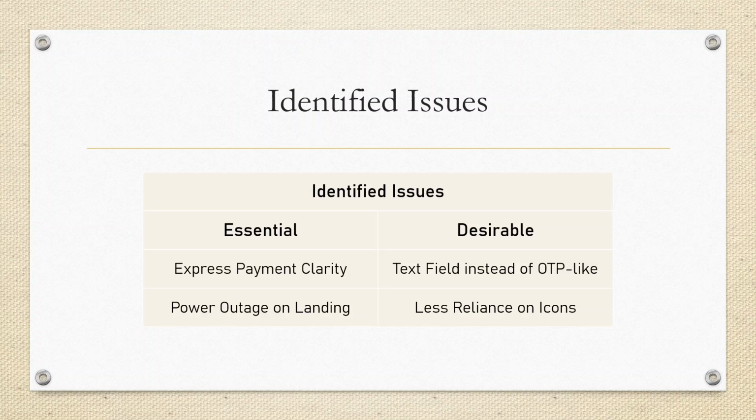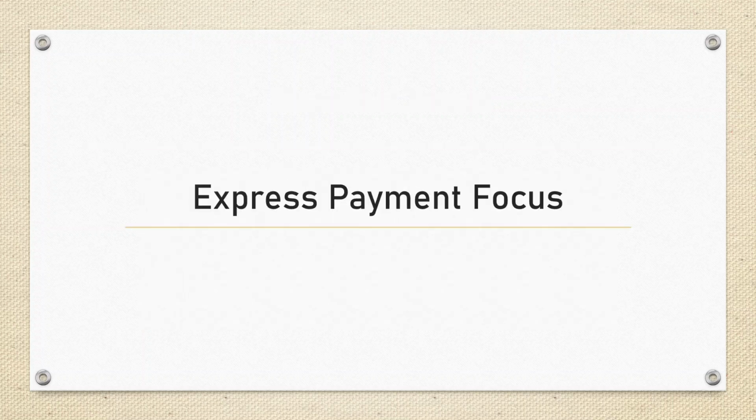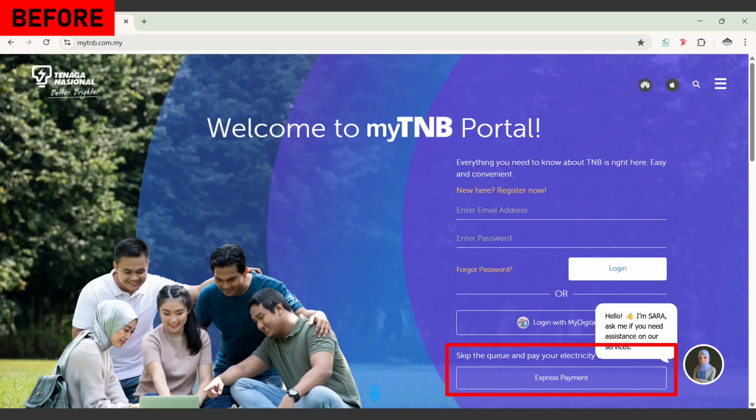For the desirable issues to change, the text field for the express payment should be changed to a normal HTML text field, restricted to numbers, instead of the weird OTP-like input, which I will show later. They should also rely less on icons and use more text for their different sections to click on, which will be shown later also. Now we move on to section 3, which is the express payment focus.